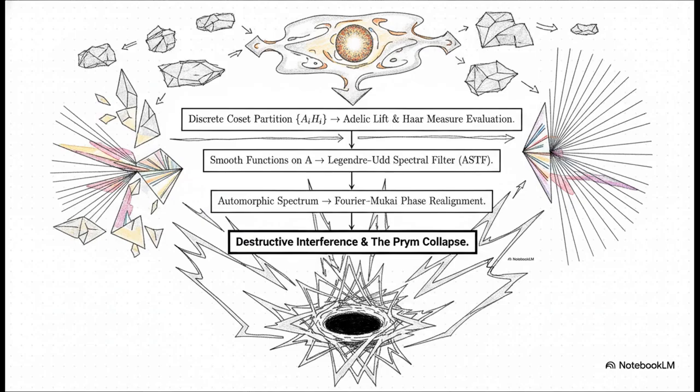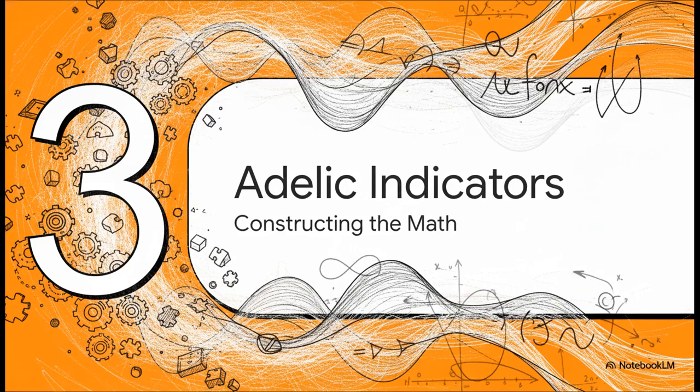Looking at the big picture here, you can really see how we take a problem in one language and translate it straight down. We're literally moving from discrete coset partitions to smooth, continuous Adeles, then into spectral L-functions, and finally down to this destructive interference that forces an absolute physical impossibility. It's like a giant translation engine. That brings us to section 3, constructing Adelic indicators.